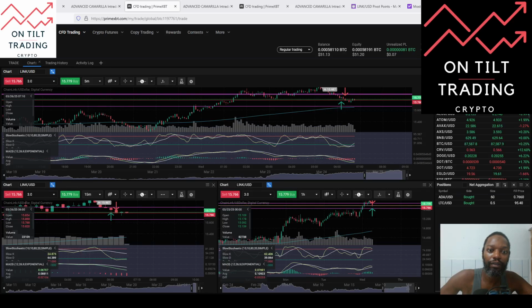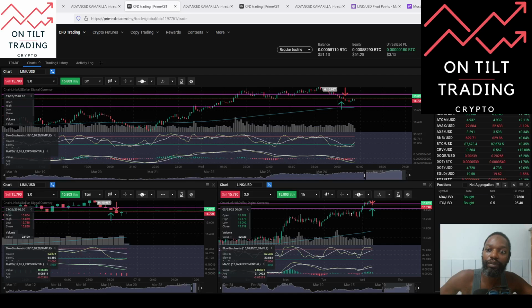Up here is a candlestick area. This is a volume profile. This is a slow stochastic indicator. This is the MACD indicator. These purple lines that you're seeing here, these are Camarilla pivot points. This is Camarilla pivot R4. This is Camarilla pivot R3.